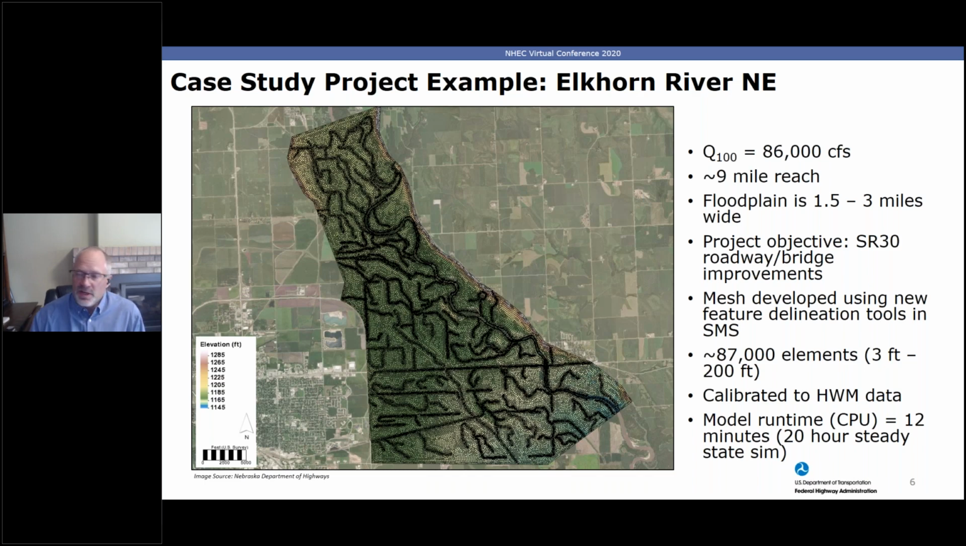Getting back to this mesh, it has 87,000 elements, ranging in size from about 3 feet near the piers at the bridge up to 200 feet in the more open, wide, flat areas. The model was calibrated to a recent high flood event and measured high water mark data. Since I often get questions on how long it takes an SRH-2D model to run, for this simulation to reach a steady state condition, it was a 20-hour simulation, and that simulation took 12 minutes of CPU time. So there you go.